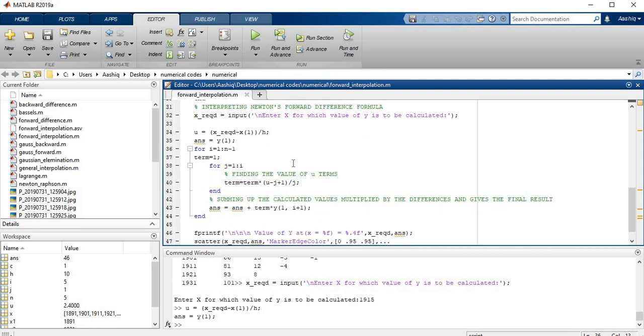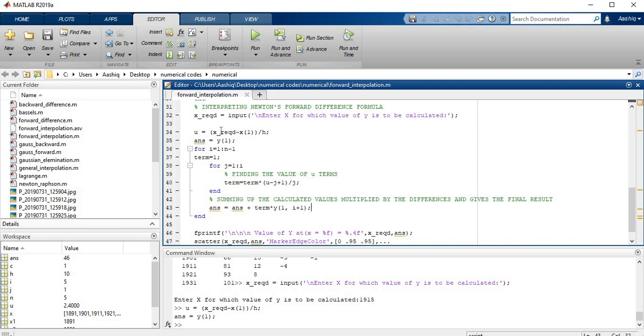Okay, now in this for loop, I will show you how to implement the formula. This loop will run from i equals 1 to n minus 1, where n is the number of observations I have, so it runs for n minus 1 terms. In this for loop, I've calculated the value of the u terms, that is, u into u minus 1 and so on. Those terms are calculated here, and after this calculation, I multiply them by the differences.